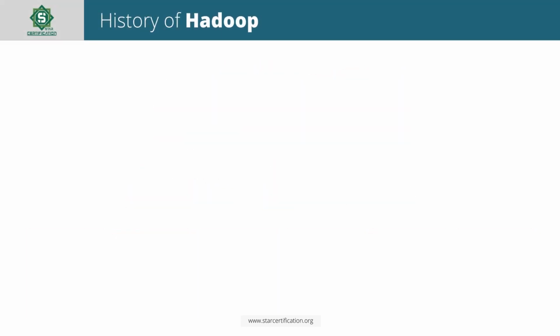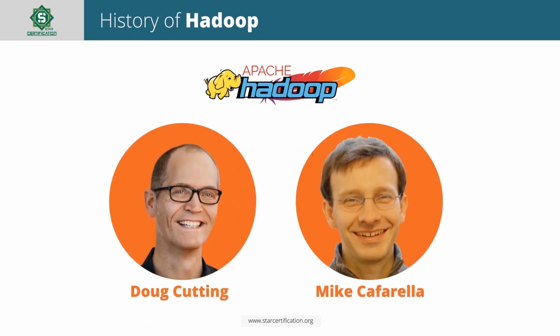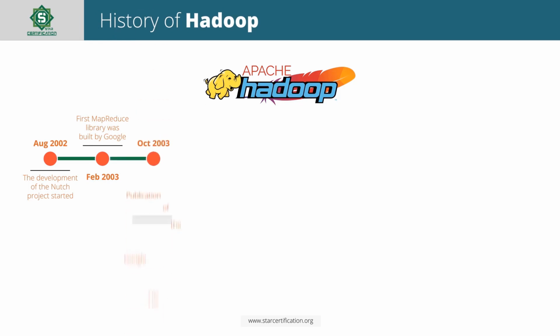History of Hadoop. Hadoop was created by Doug Cutting and Mike Cafarella. It was named after Doug Cutting's son's toy elephant. August 2002, the development of the Nutch project started. February 2003, the first MapReduce library was built by Google. October 2003, publication of the Google File System paper. December 2004, publication of the Google MapReduce paper.